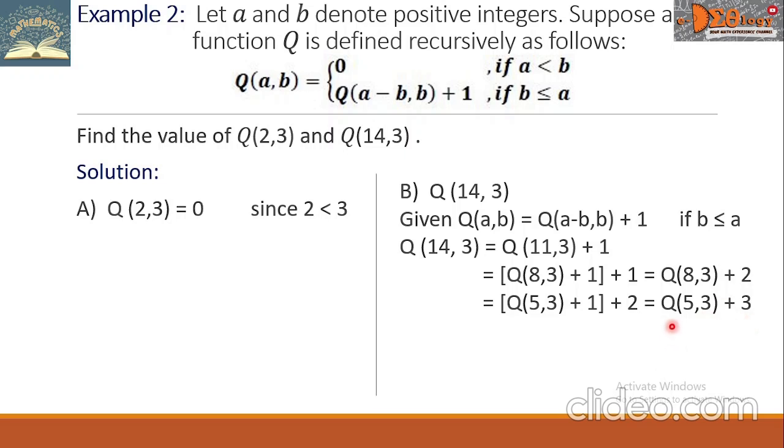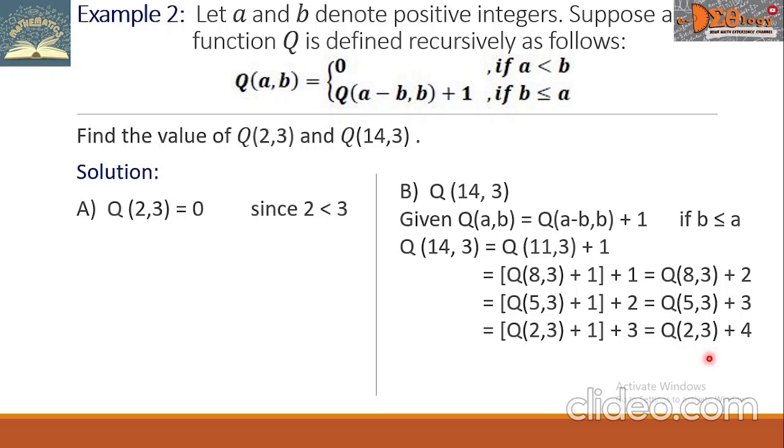Let us now evaluate this Q of 5, 3. We can see that 3 is less than 5. So we apply our formula and we write Q of 2, 3 plus 1. And then we copy this plus 3 outside. Remember that this 2 comes when we have this 5 minus 3. It becomes 2. Now let us simplify this step. When we remove the grouping symbol, we can combine the constant 1 and the constant 3. It becomes 4.